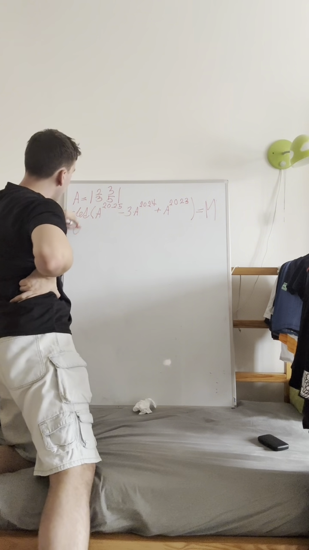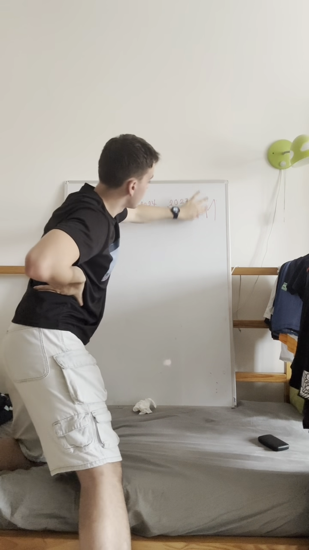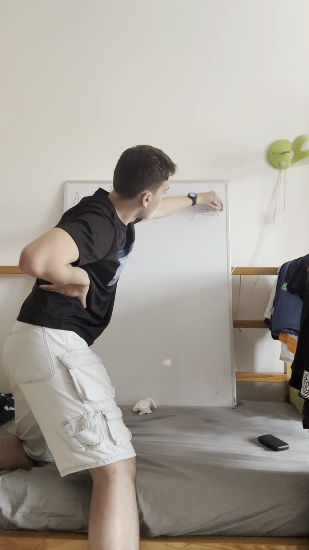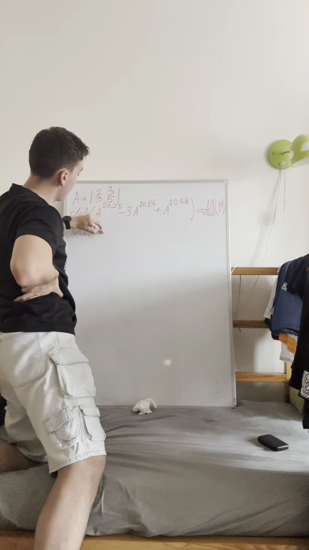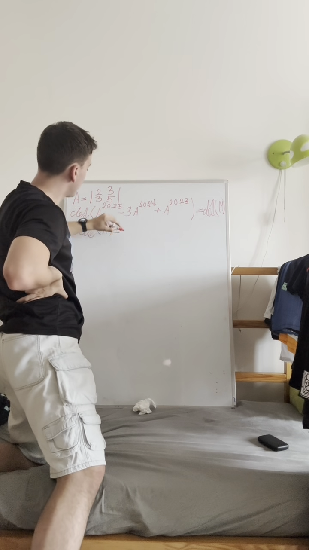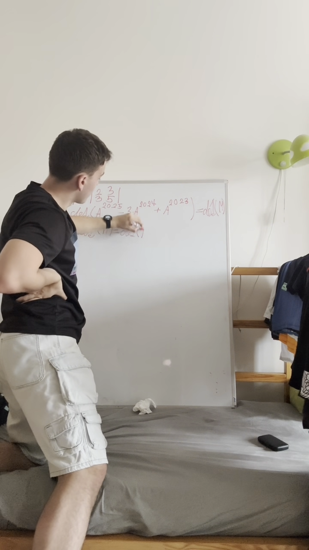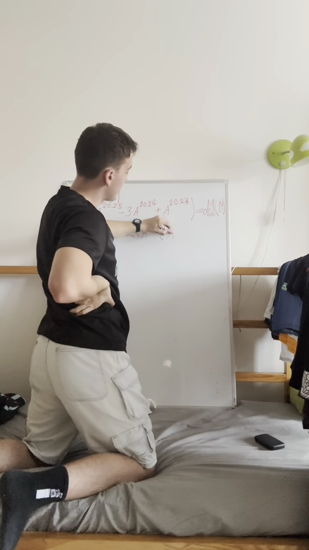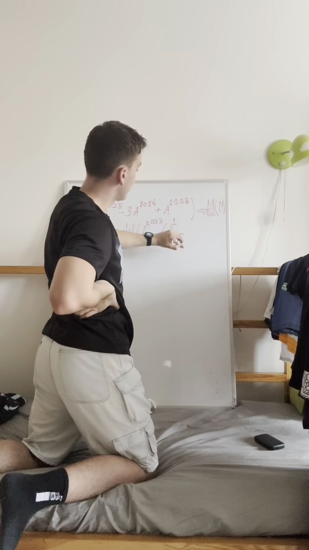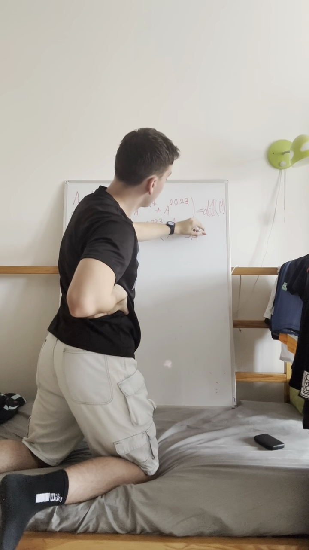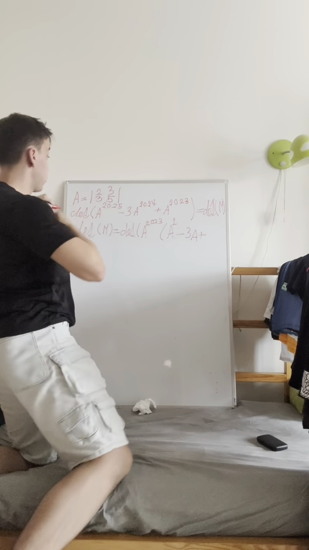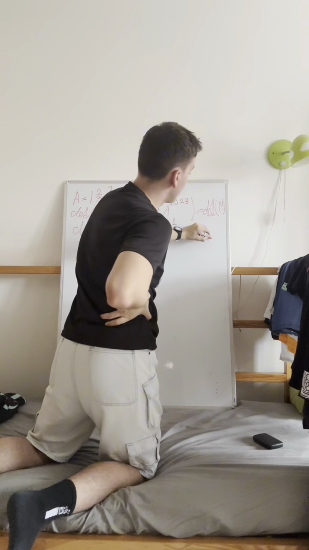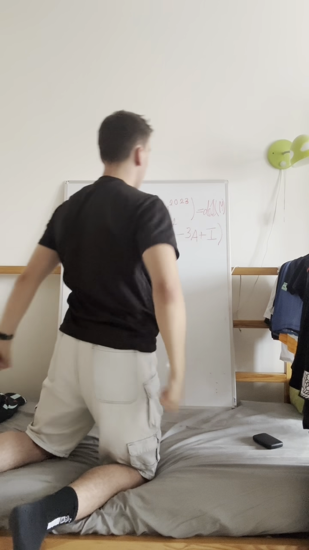So the determinant of M is equal to the determinant of A to the power 2023 times A squared minus 3A plus I, where this is the identity matrix at the last place.